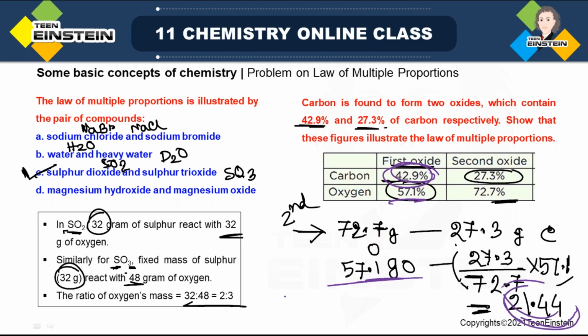So we have to take the ratio of 42.9 divided by 21.4, and if you do this you will find 2.005 something is to 1. So this is the ratio, which is nothing but 2:1. Okay, so in this way we can prove that these figures are illustrating the law of multiple proportion.